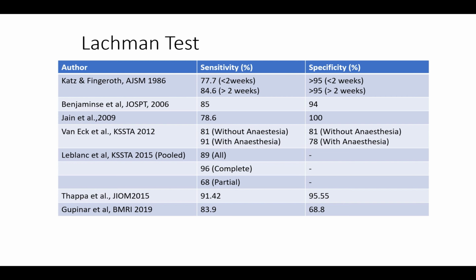Comparing complete versus partial ACL tear, LeBlanc et al. found that the sensitivity of Lachman test is much lower in the partial tear group. This could mean that in some cases of partial ACL tear, Lachman test may be negative because translation is prevented by the remaining fibers of ACL. For this to occur, a significant amount of ACL fibers have to be intact to prevent the excessive movement.